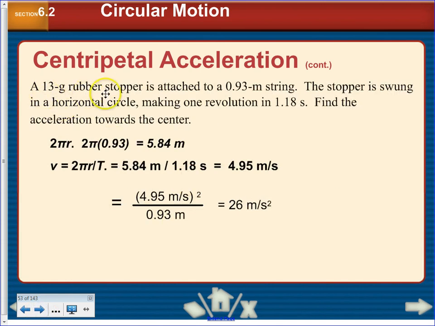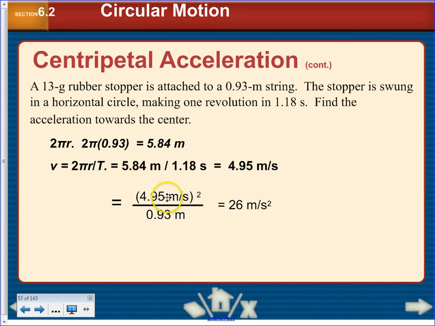So for instance, if I say a 13-gram rubber stopper is attached to a 0.93 meter string, and the stopper is swung on a horizontal circle, and makes a revolution every 1.18 seconds. If I want to find the acceleration towards the center, first of all, I'm going to figure out the circumference of the circle, 2 pi r, and so for one revolution, the rubber stopper will go 5.84 meters. If I want to figure out the velocity, I take that 5.84 meters divided by how long it takes to go around once, 1.18 seconds, and I get 4.95 meters per second, the velocity.